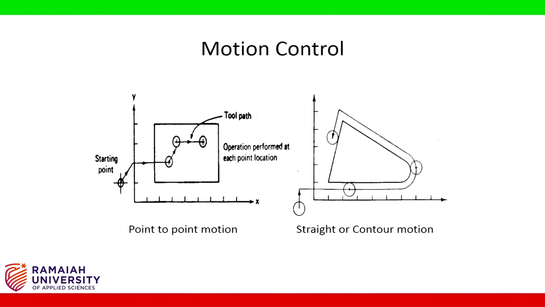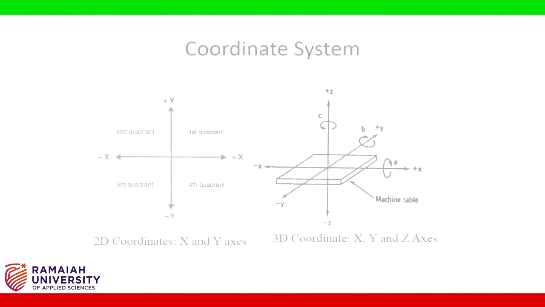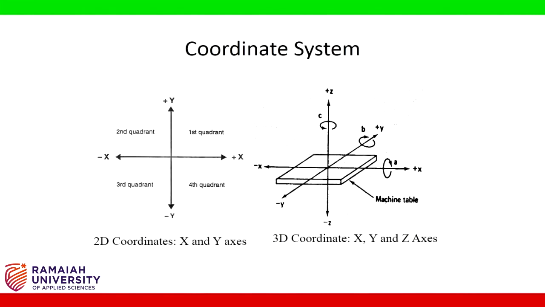Motion control in CNC machines. There are two types of controls. One is point-to-point control and the other one is straight and contouring systems. See the figure, point-to-point control and straight and contouring systems. Coordinate system: 2D, XY, XZ and YZ axis, and 3D, XYZ axis coordinates are used in CNC machines. It is based on application and type of machine.